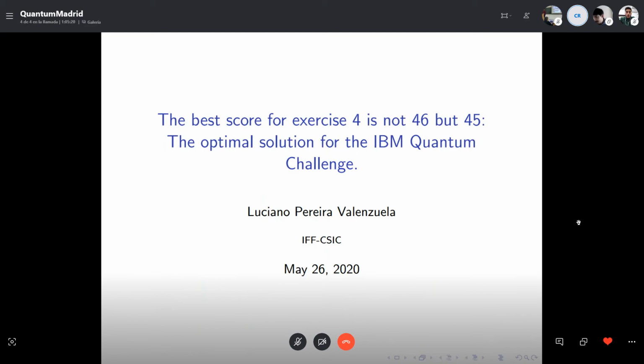And today he's going to explain to us what this optimal solution for the 4th exercise of the IBM Quantum Challenge is. Thank you, Luciano. Thanks for the introduction.